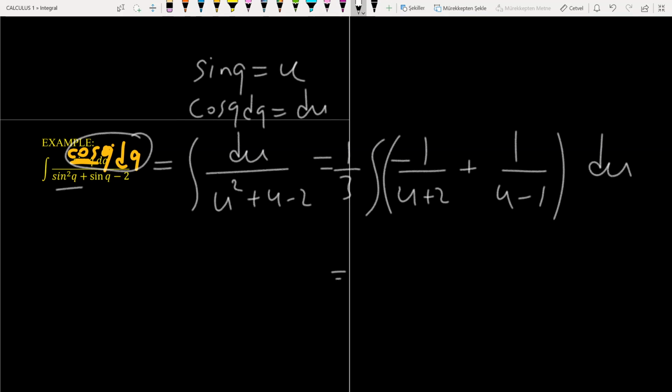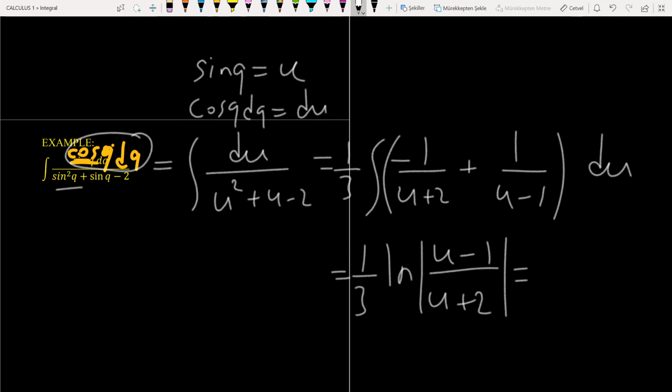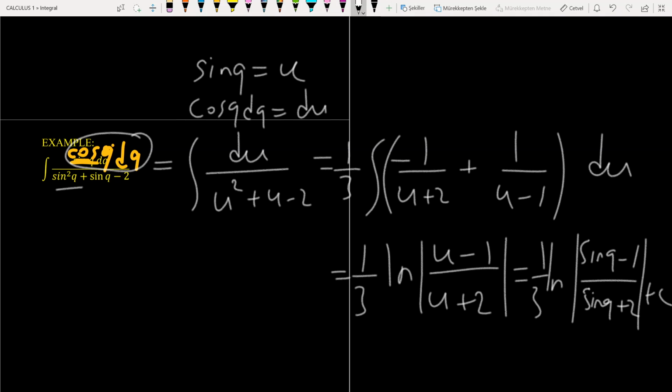So it's very easy to solve this integral. 1 over 3 ln, using properties of logarithm, of u minus 1 over u plus 2, and using the back substitution we have 1 over 3 ln of sine q minus 1 divided by sine q plus 2, plus a constant c. So it's all for the time being.